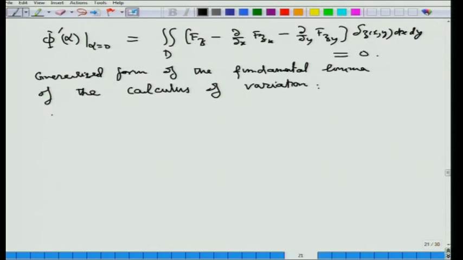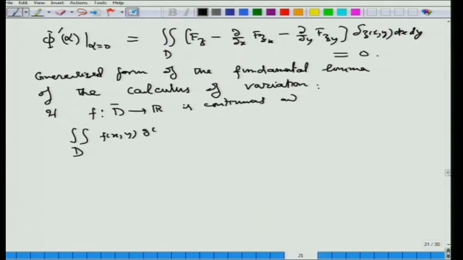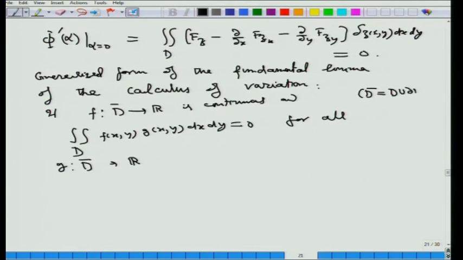That says that if f is from D closure to R, continuous, and this integral of f(x,y) g(x,y) dx dy equals 0 for all g from D closure to R, here D closure means D union its boundary ∂D.